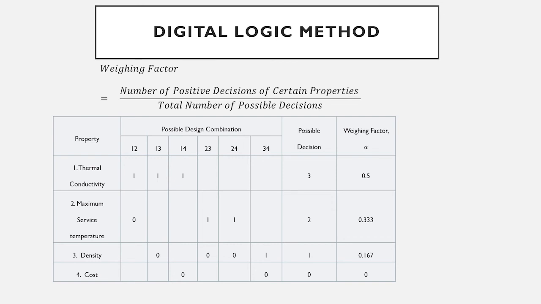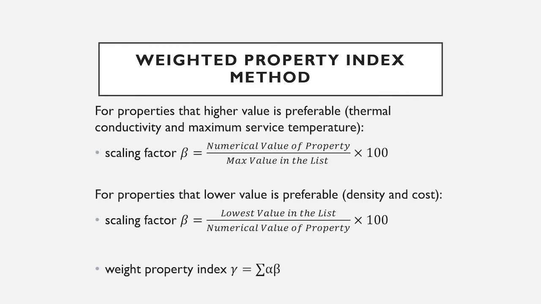So we compare all the properties and we get possible decisions for each property, and then we calculate the weighing factor by dividing the number of possible decisions by the total number of possible decisions. From here, thermal conductivity has the highest weighing factor, followed by maximum service temperature, density, and the last one is cost. So the second stage in ranking is the weight property index method.